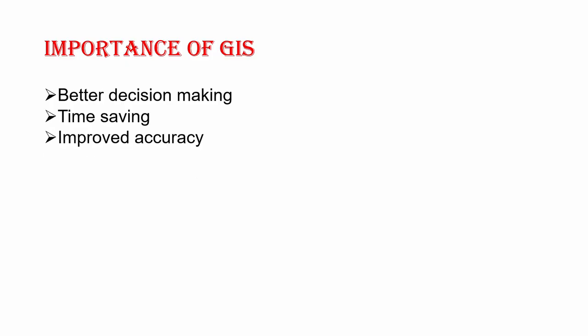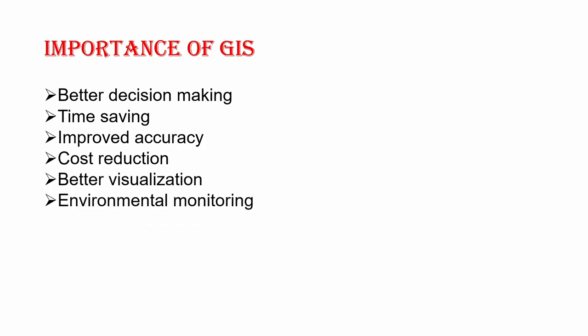There are some importance of GIS. A better decision making approach. With the help of GIS, we can improve our decision. GIS helps in time saving. GIS improves our accuracy rate, and it also reduces the cost, provides a better visualization and environmental monitoring.